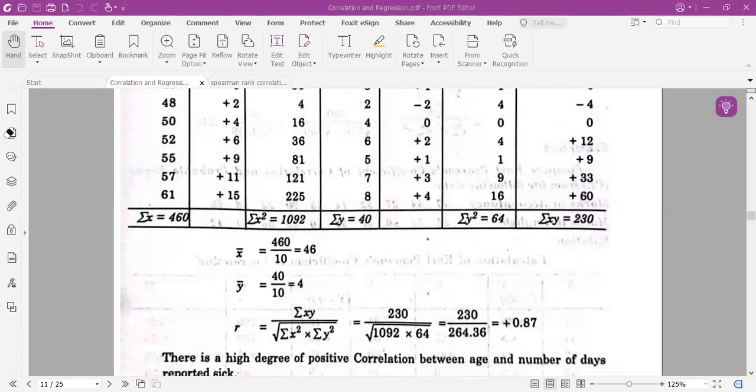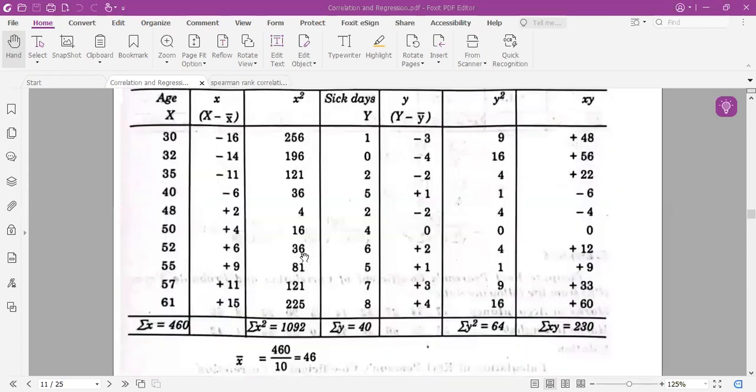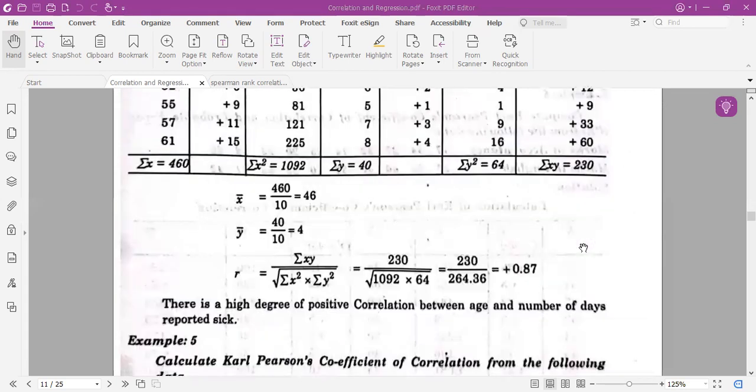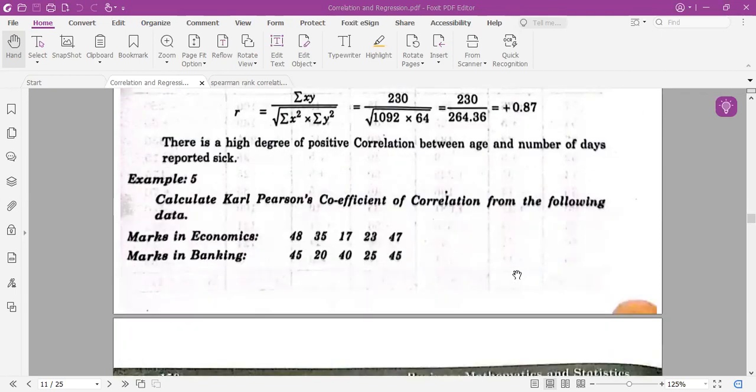So this is how it is calculated here. You can see small x is equal to x minus x bar, and small y is equal to y minus y bar. You take the small x square, small y square values and small xy values. If you substitute in this particular formula, you will be getting plus 0.87. This is positive, so it has a high degree of positive correlation. That is the inference.